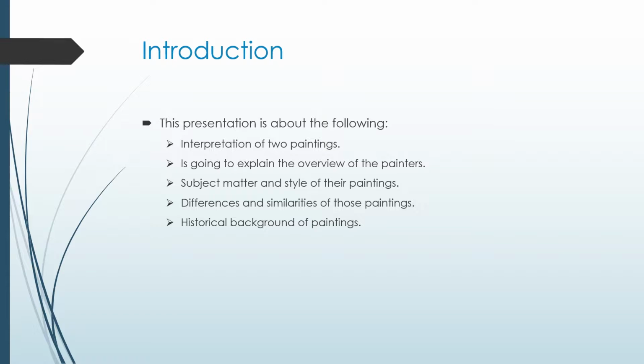The introduction says that it's all about interpretation of two paintings, and I'm going to explain the overview of the painters, Manet and Titian, and I'm going to talk about the subject matter and the style of the paintings of those painters. I'm going to show the differences and similarities of those paintings and tell you more about the historical background of the paintings.